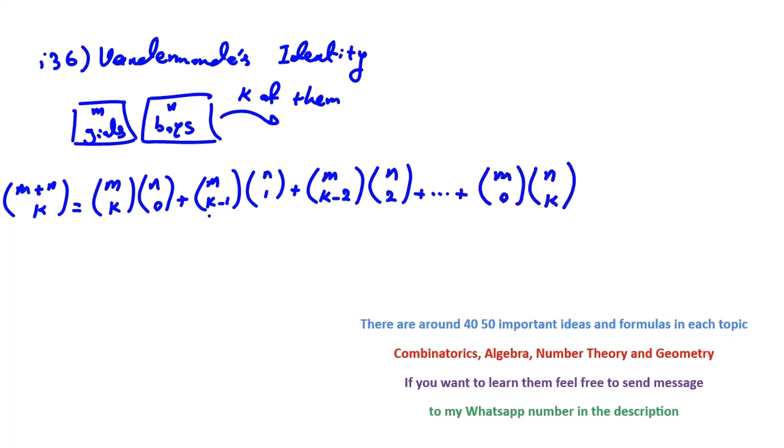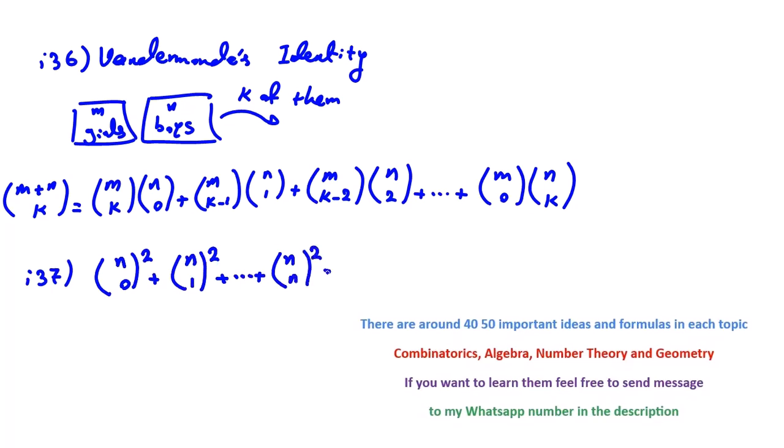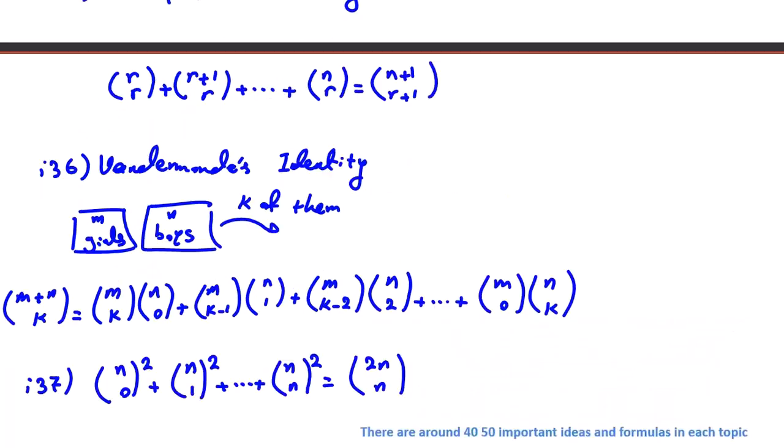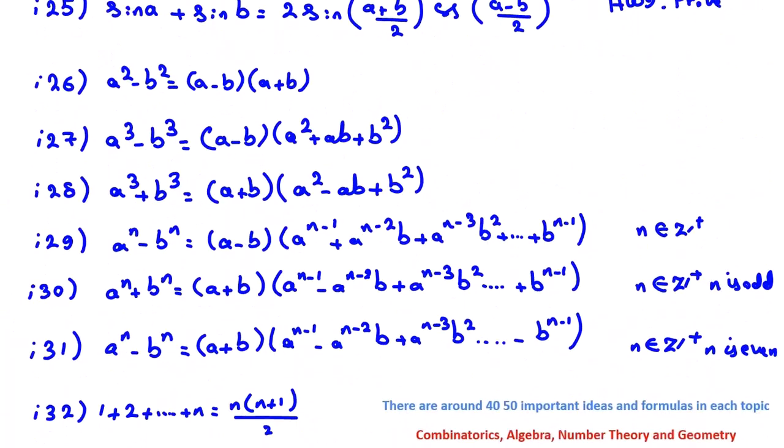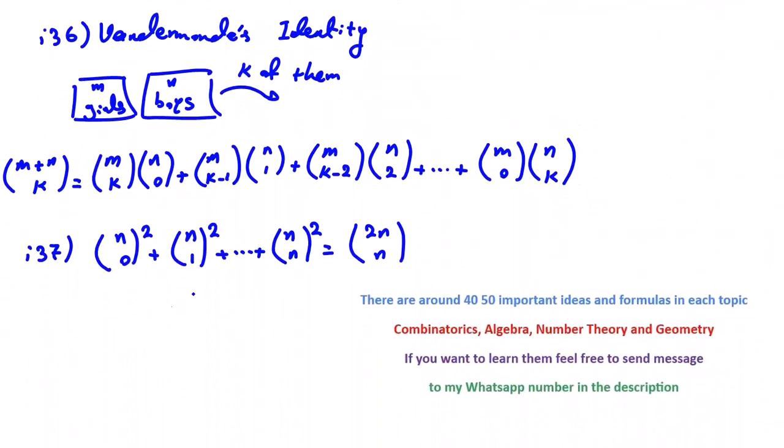Now, an important application of this that also was useful in AIME is this one: n choose 0 squared plus n choose 1 squared plus up to n choose n squared equals 2n choose n. You can prove it by Vandermonde's identity. How many homeworks did we have? Homework 9, homework 10. Prove this one by using Vandermonde's identity.